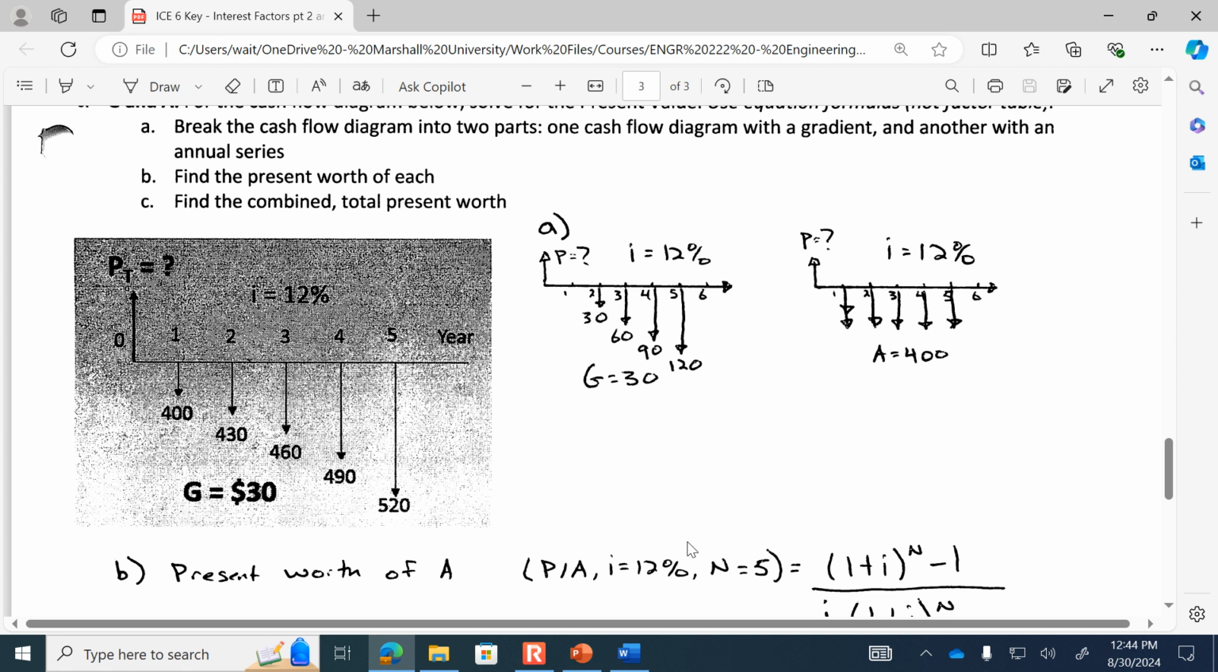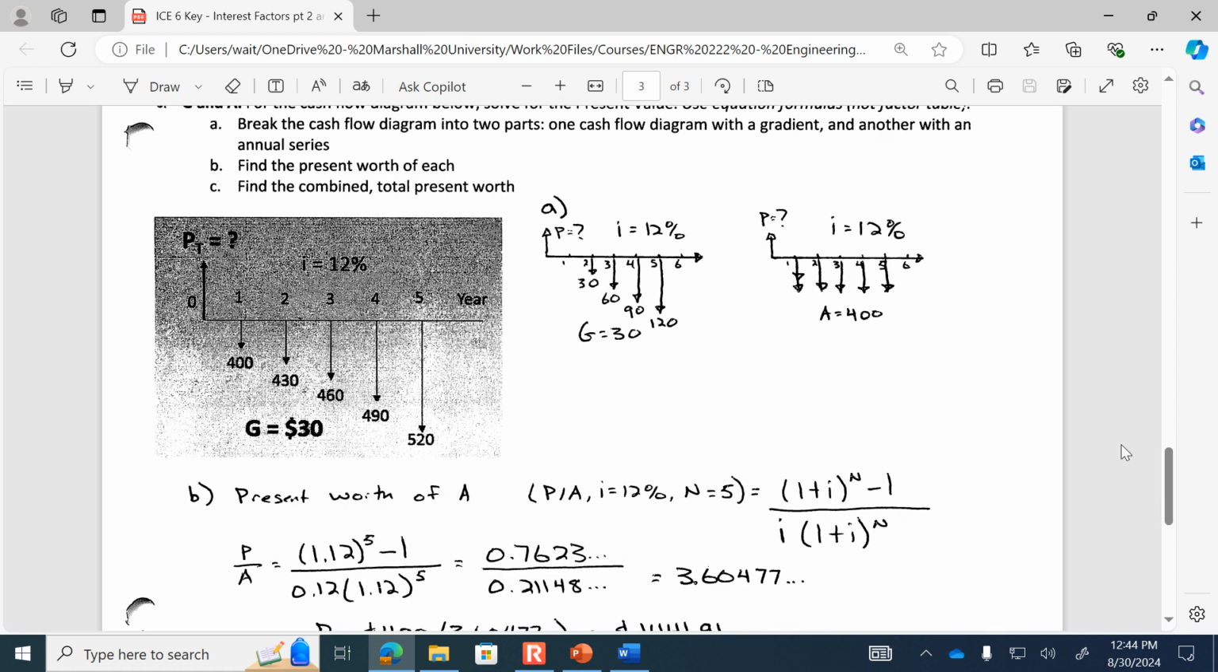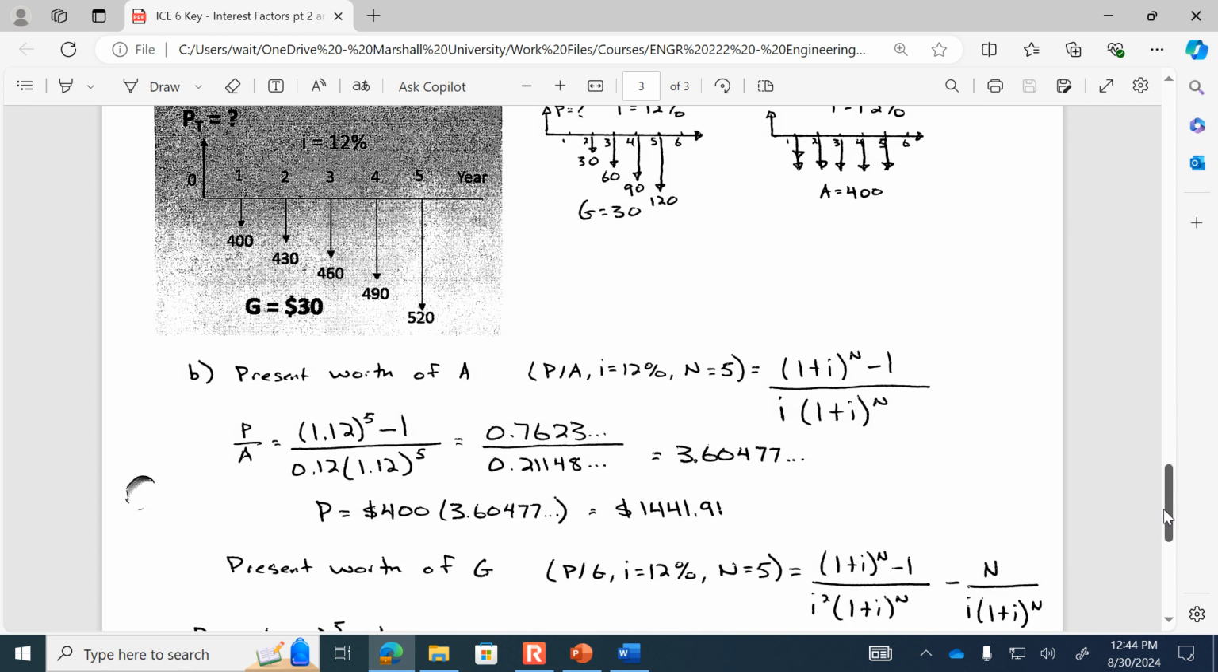And so what I want to do is find out what is the individual value of the gradient part of it, and then what's the value of the annual series part of it. And then if you find the value of the two components, we can add it together. So we can find the present value of the annual series.